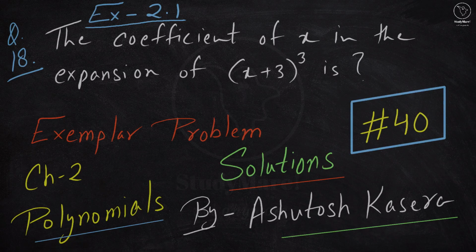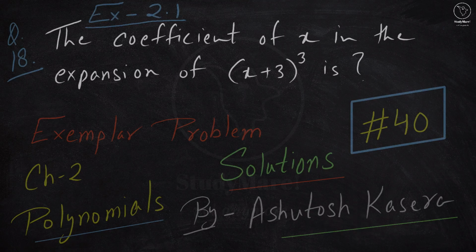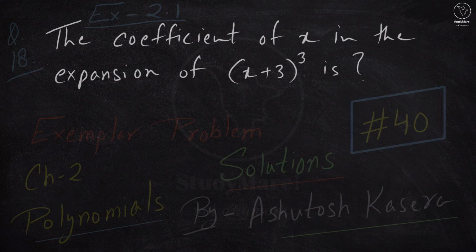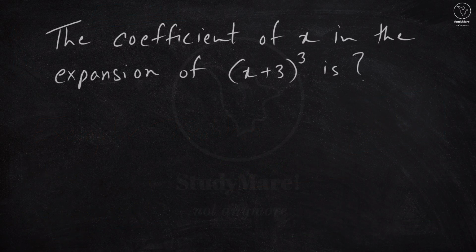What is the coefficient of x in the expansion of (x + 3)³? Coefficient of x means that when you expand this expression, the number or the constant that comes along with the variable x, where the power of variable x is 1, that is what we have to find out. Well, a very easy question.